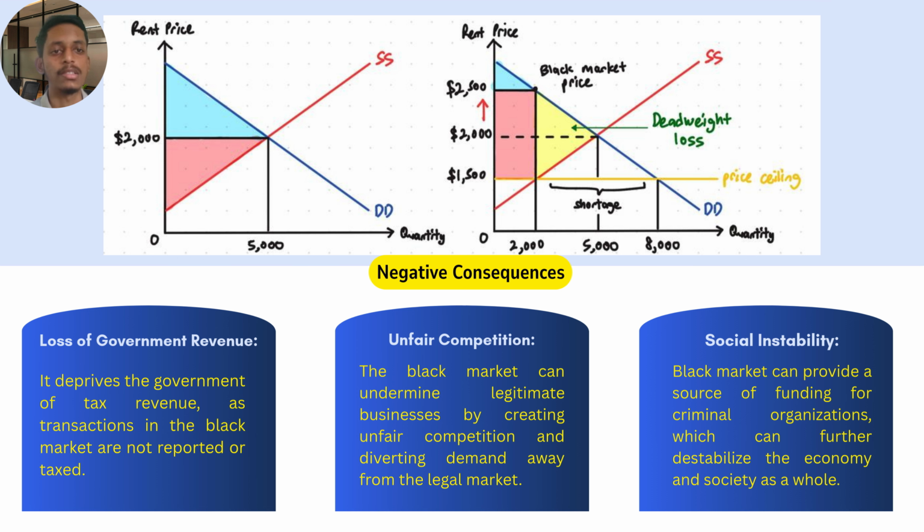The notes here highlight the three major negative consequences of these situations. First one is the loss of government revenue. Since these transactions are off the books, the government collects no taxes on them. Second is unfair competition. Legitimate businesses are undermined because the black market sellers ignore regulations and steal demand. Third is social instability. Perhaps the most concerning, these markets often fund criminal organizations, which destabilizes a society.